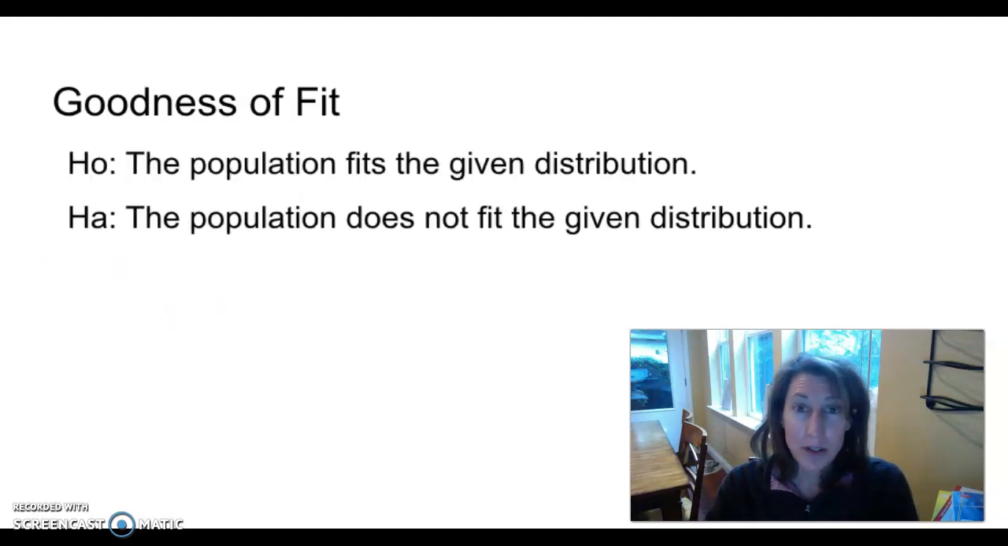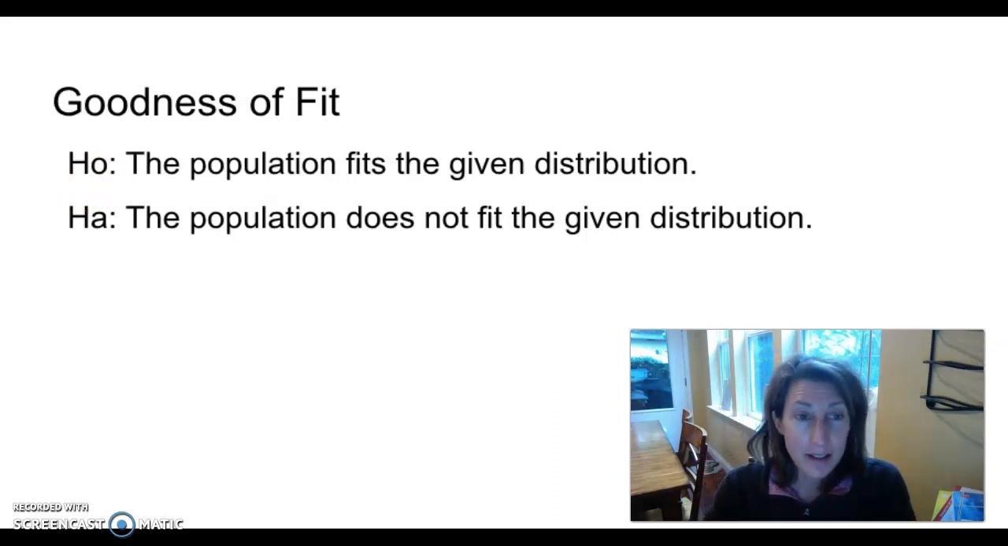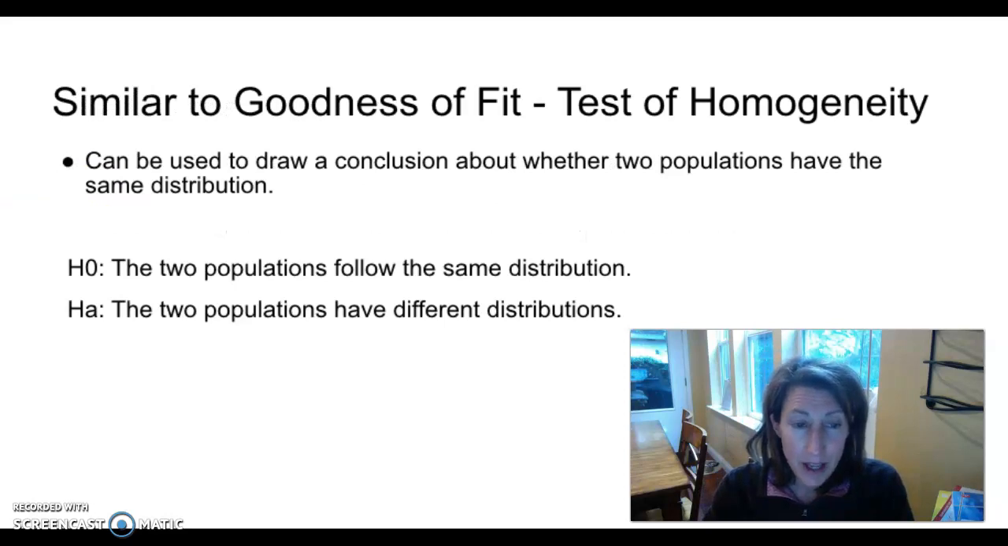Okay, so what we do is just like with any test, we're going to set up a null and an alternative, and in this case we'll always use words. The null hypothesis: the population fits the given distribution, our observed equals our expected, in other words. The alternative hypothesis: the population does not fit. So that would be like an equals with a not through it. That's a little bit like our chapters 9 and 10, setting up our step 1.